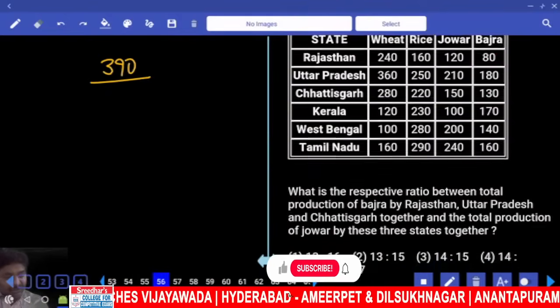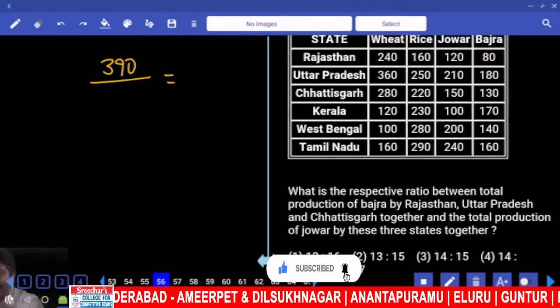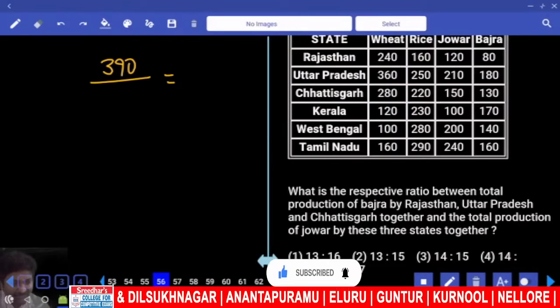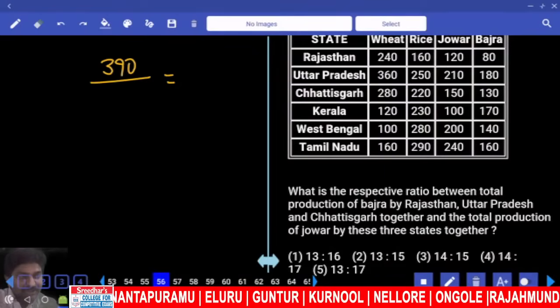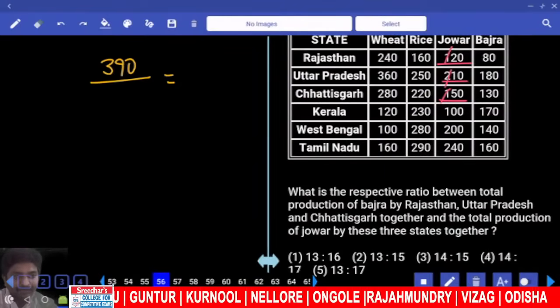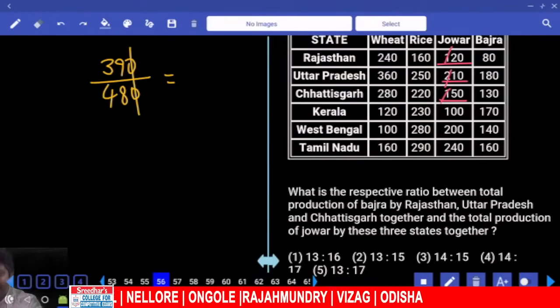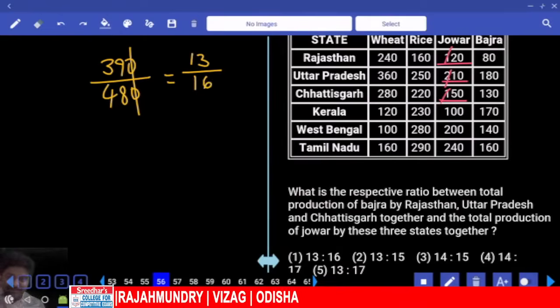Next, 3 options are there. In your answer, you should have a factor of 390, 13 is a factor. 3 options are there, so you have to calculate the other one also. Jawar by these 3 states together. 100, 100, 200, 400 and leftover values 480. 0 gets cancelled. 13 times 3, 16 times 3. 13 is to 16.